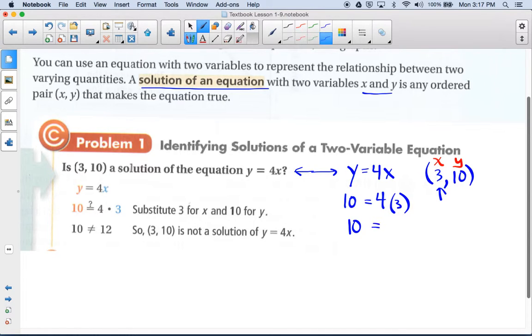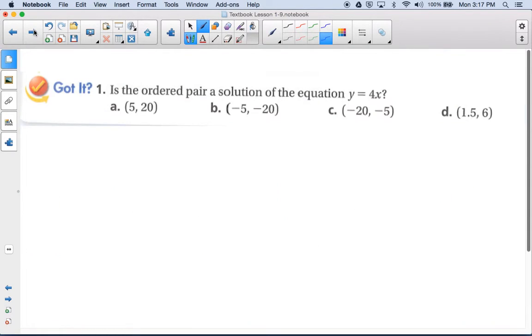So 10 equals 12. That is not true, so no. The point 3, 10 is not a solution. It does not make the equation true. So I'd like you to try these 4 examples doing the same thing. Pause the video, try these 4 examples, and then hit play to see if you've gotten them correct.